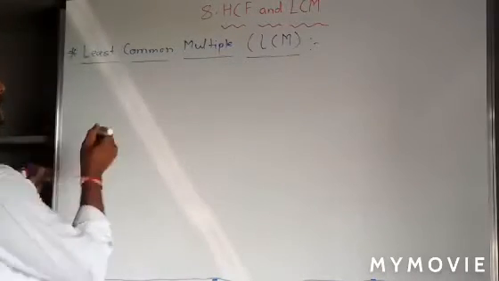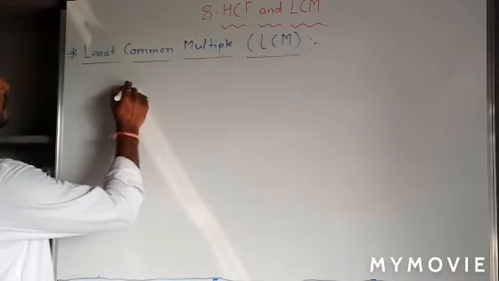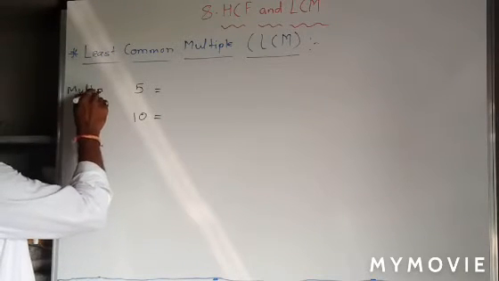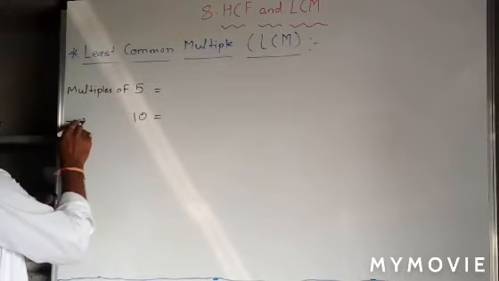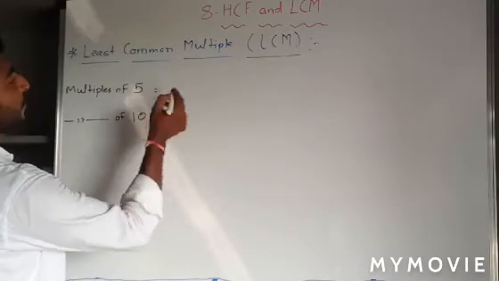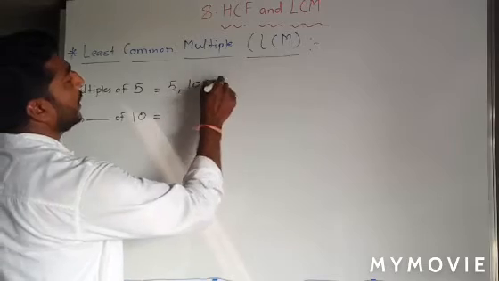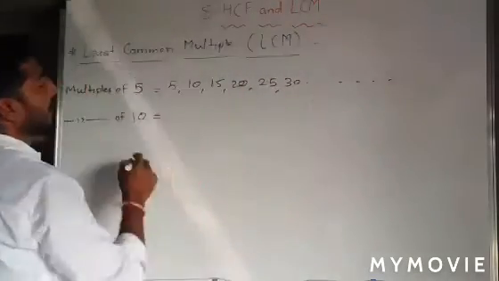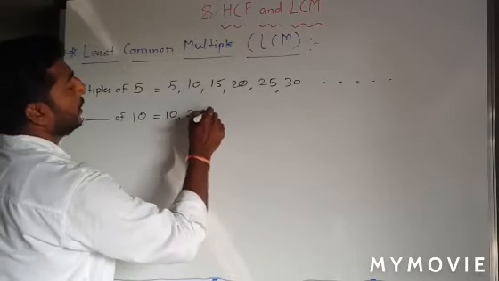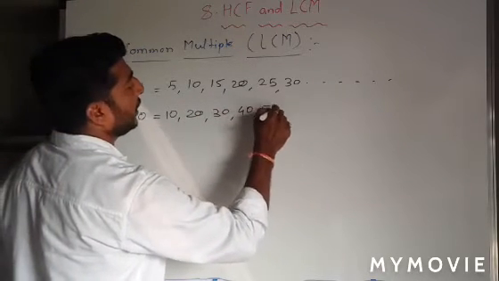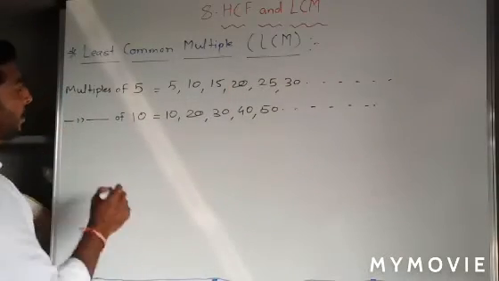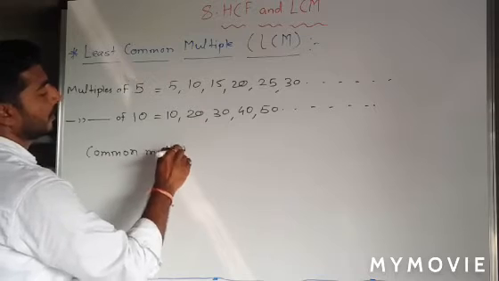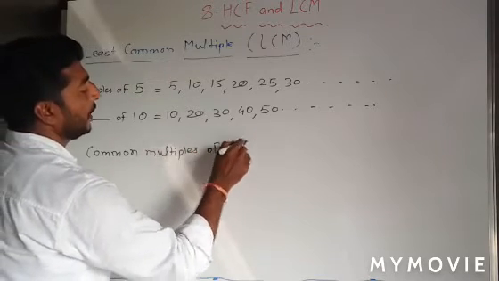So we will take an example to understand LCM. We will take 5 and 10. We will write the multiples of 5 and multiples of 10. Multiples of 5: 5, 10, 15, 20, 25, 30 and so on. Multiples of 10: 10, 20, 30, 40, 50 and so on. Now we will find the common multiples. As we find common factors, we will find common multiples. Common multiples of 5 and 10.